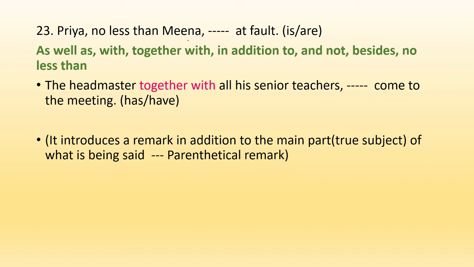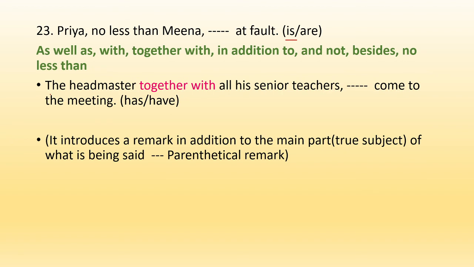Now question number 23. Priya no less than Meena dash at fault. Here the subject is Priya. No less than Meena is just an addition. So singular Priya, so singular verb. Other cases are as well as, with, together with, in addition to, not, besides, no less than. These are the other cases like this.